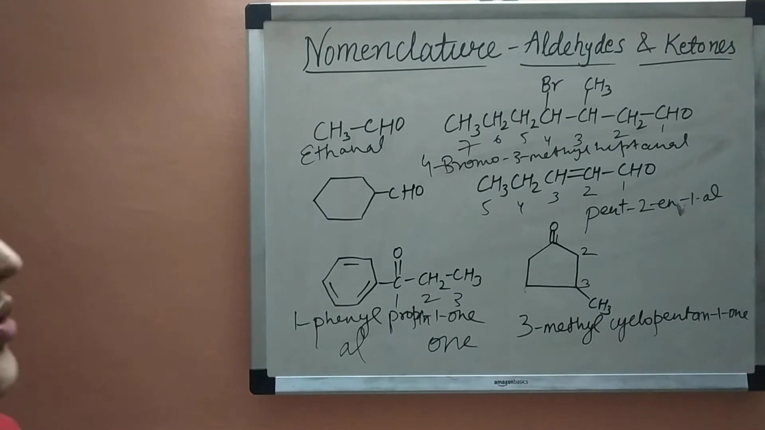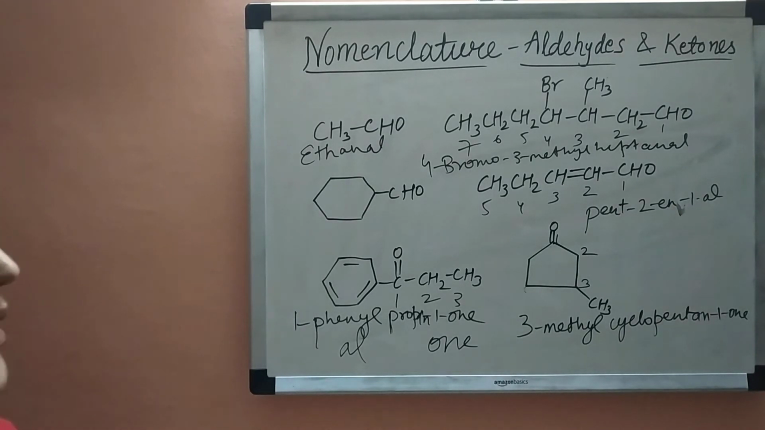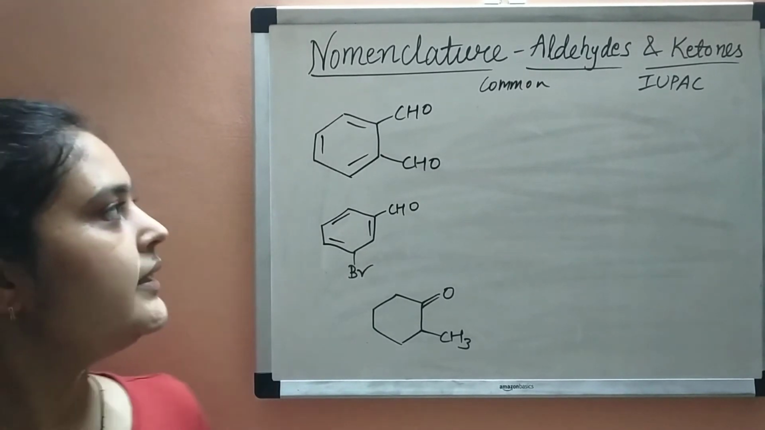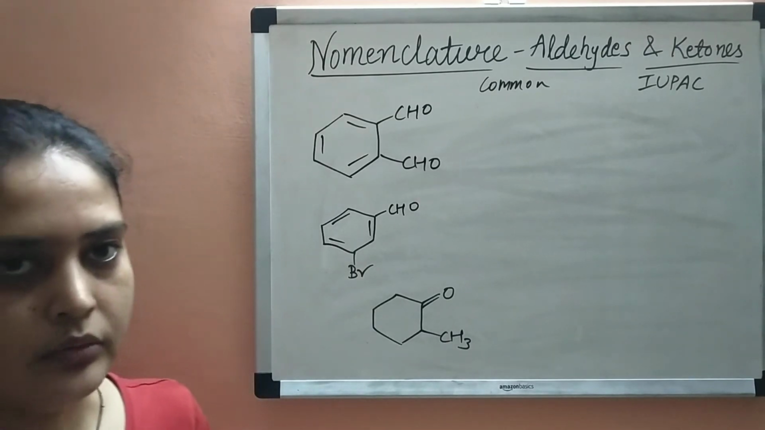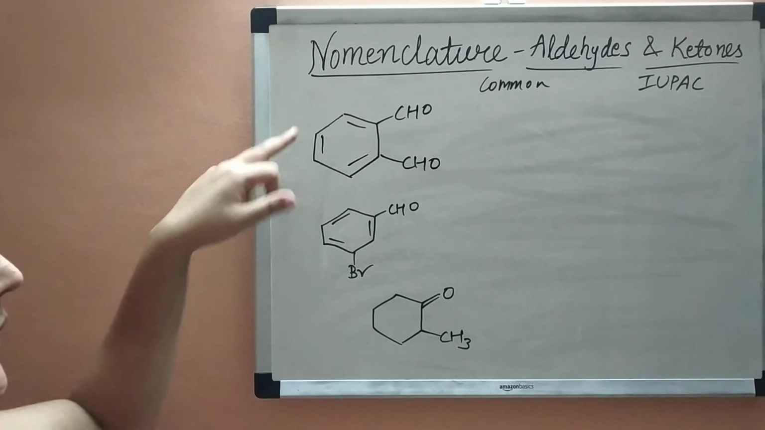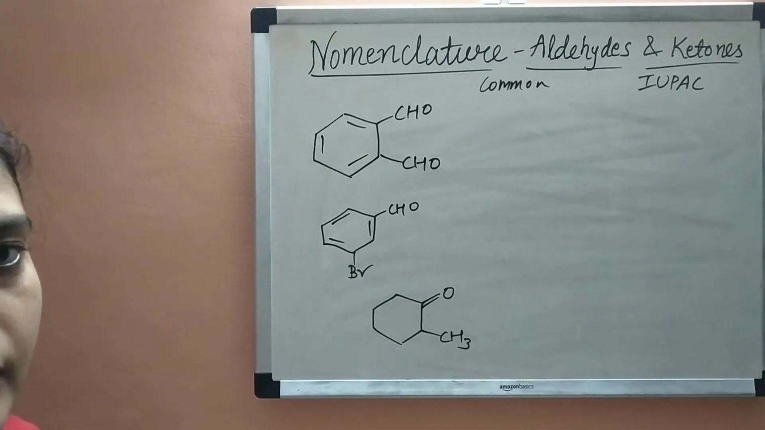Let us move on to some more compounds so that it would be easy to understand the rules followed in the case of IUPAC nomenclature. So let us now compare the common name and IUPAC name of some of the compounds, to know the difference well. So this is the first compound. First we will discuss the common name. So what will be its common name?